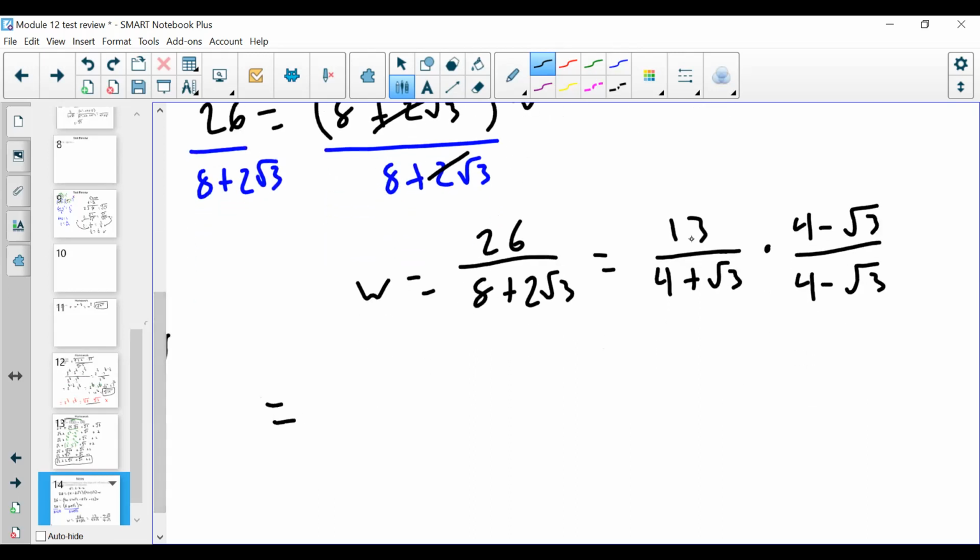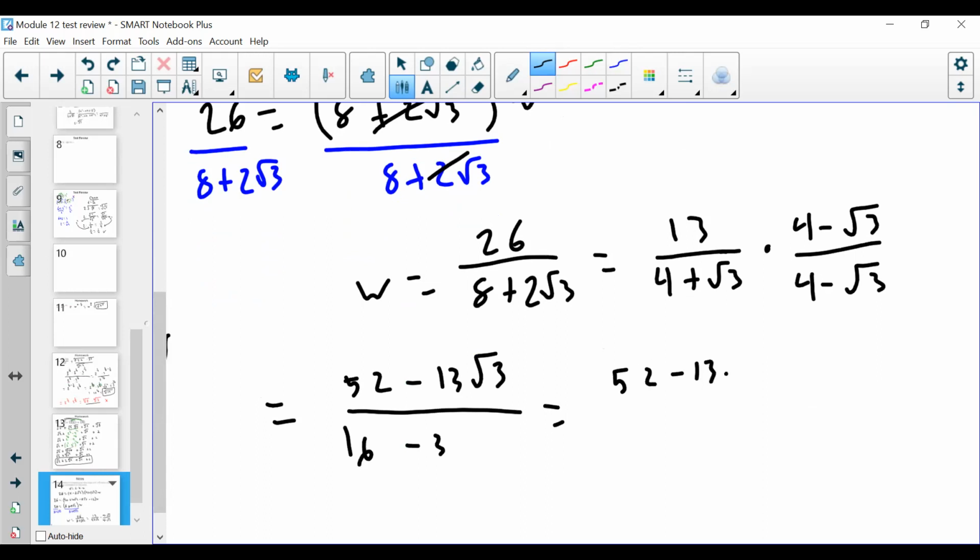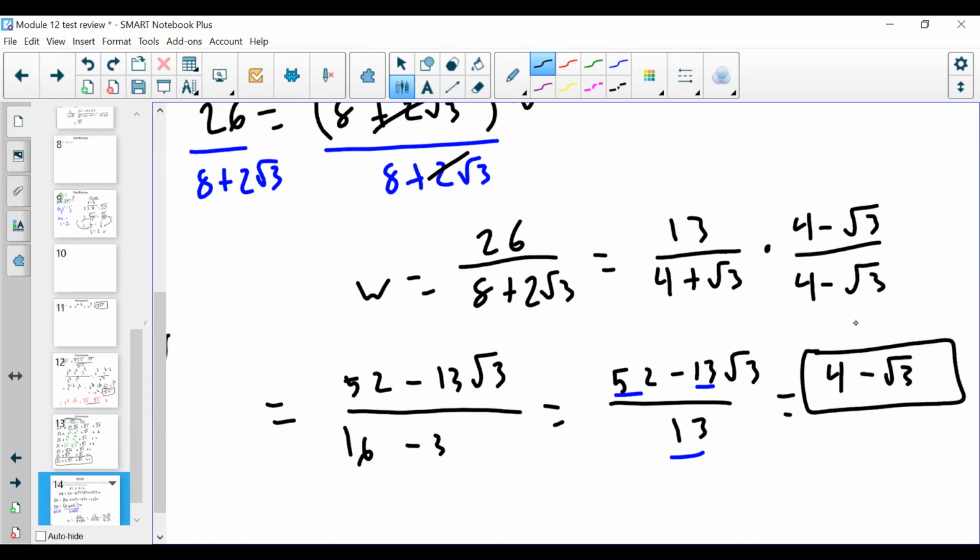So what I get on the top, 13 times 4, that's 52, minus 13 root 3. On the bottom, I get 4 times 4, which is 16. Then b squared is root 3 times root 3, so minus 3. So I get 52 minus 13 root 3 over 13. 52, 13, and 13 are all divisible by 13, sorry. So you get 4 minus root 3. And that's your final answer.